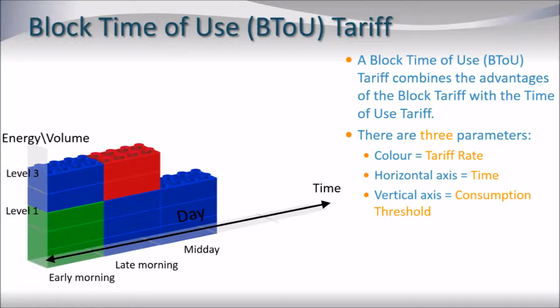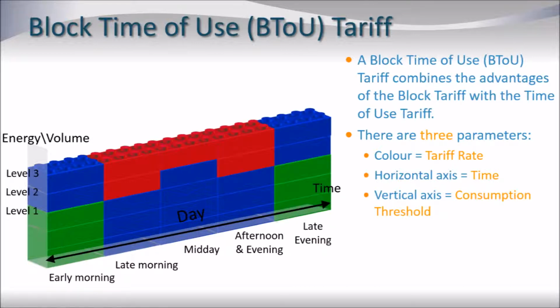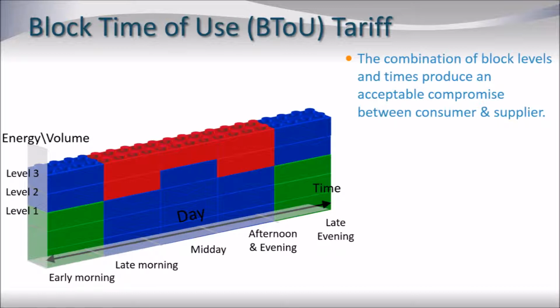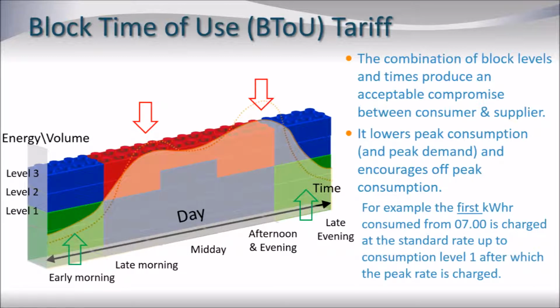At midday, the standard rate applies, after which the peak rate is applied. In the afternoon and evening, the standard rate applies, but at a slightly lower threshold before the peak rate kicks in. And in the late afternoon, the off-peak rate applies up to level 1, beyond which the standard rate then applies. The combination of block levels and times produces an acceptable compromise between consumer and supplier. It lowers peak consumption and peak demand and encourages off-peak consumption. So for example, the first kilowatt hour consumed at the beginning of the late morning period is charged at the standard rate up to the consumption level 1, after which the peak rate is charged.